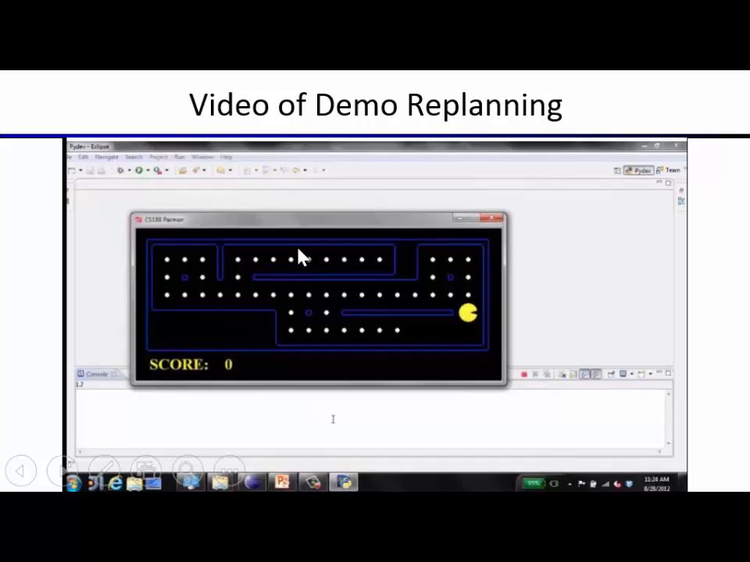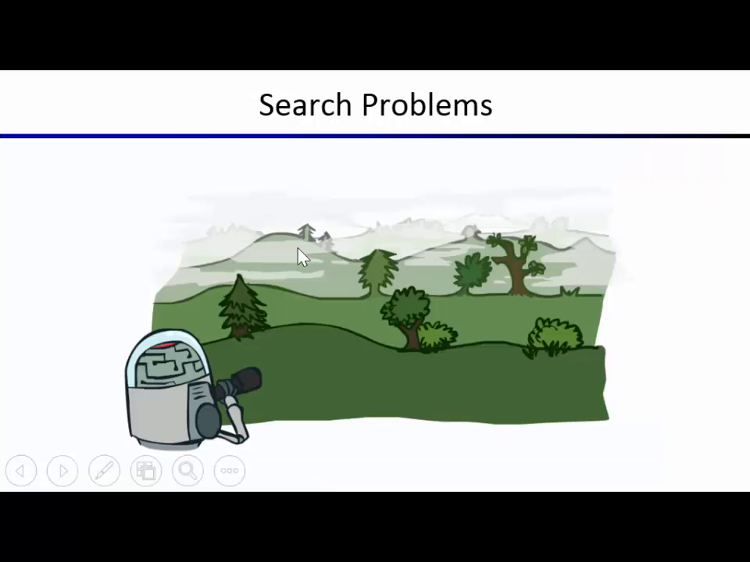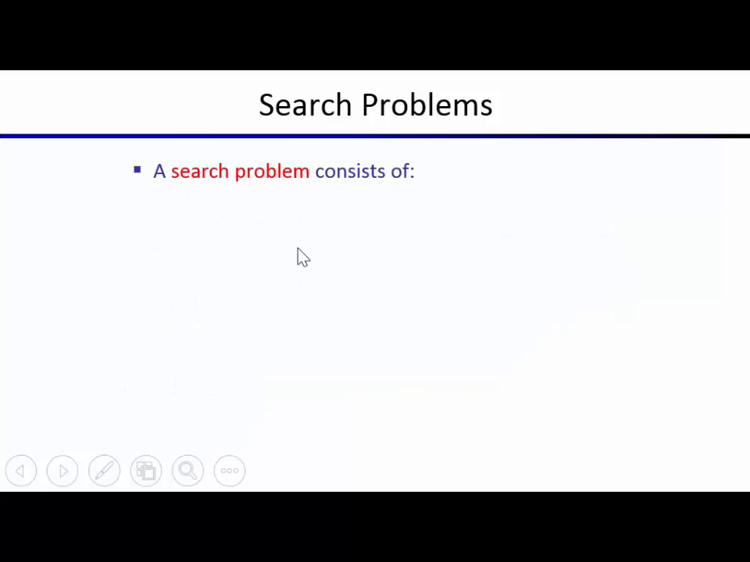All right, so these are the videos of the demos we just saw. So let's start taking a look at how we formalize these problems. So a search problem consists of a few components. And this will be a common thread, by the way, in this class, that we're not going to formalize here how to solve Pac-Man. We're going to formalize something general. What is a search problem?